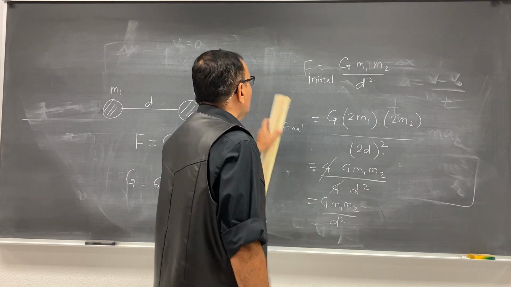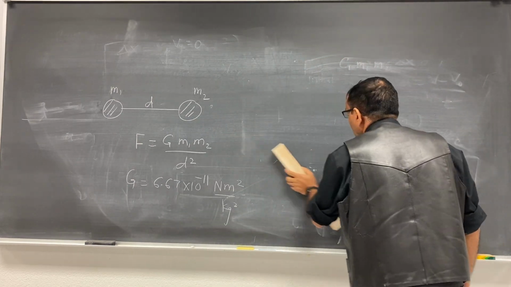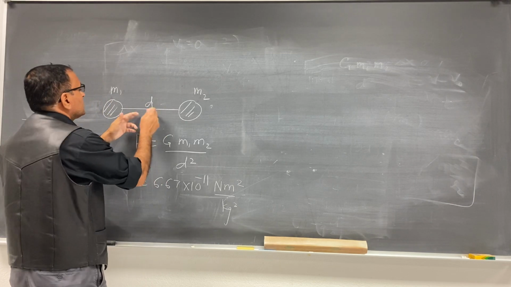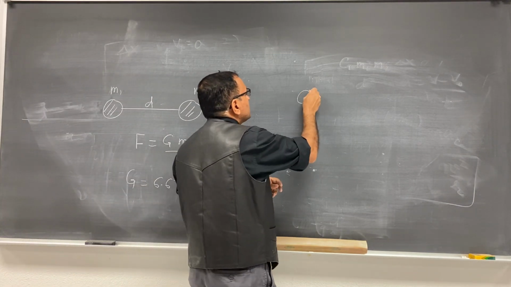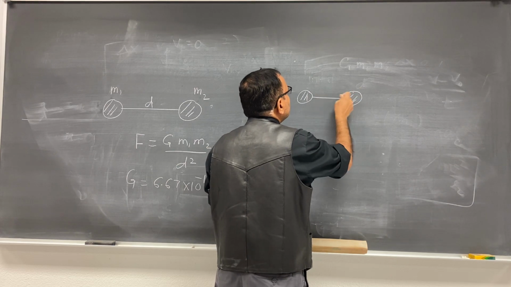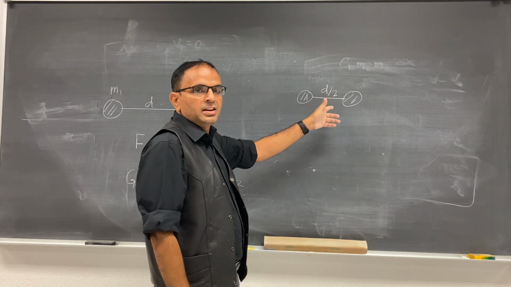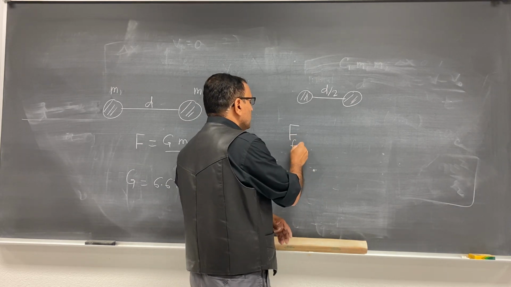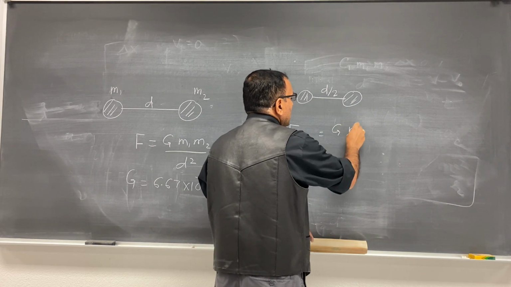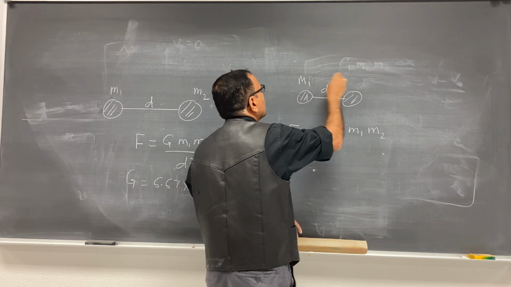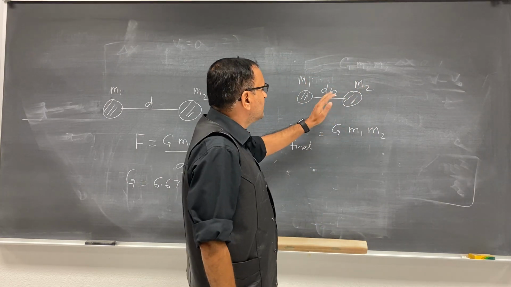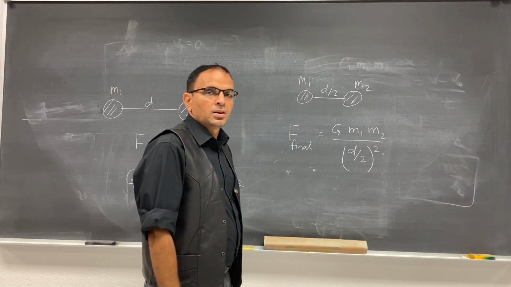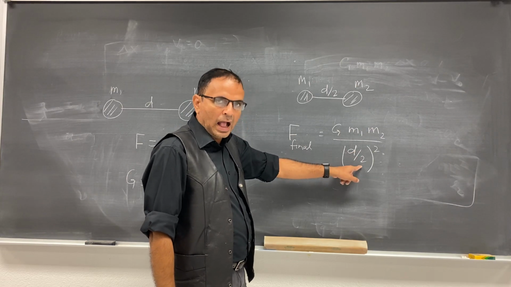But what happens if you cut the distance into half? Let us suppose right now the distance is d. Next time you want to make it closer, you want to cut it into half, d divided by 2. What happened in this case? Your new force, you can call it final force, is G m1 m2. You want to keep the masses the same, but cut the distance into half only. That means d divided by 2, but you have to square this.